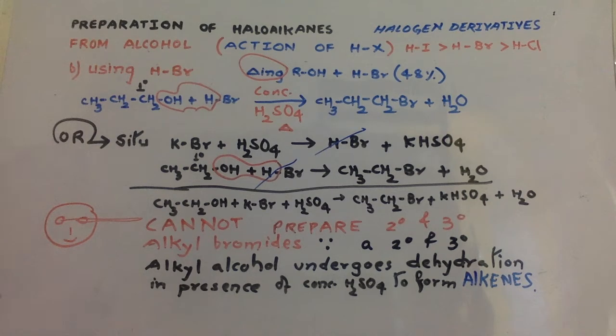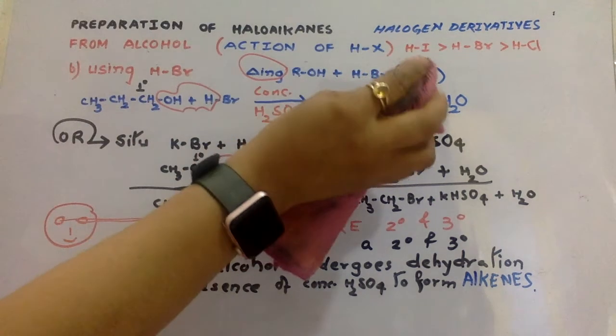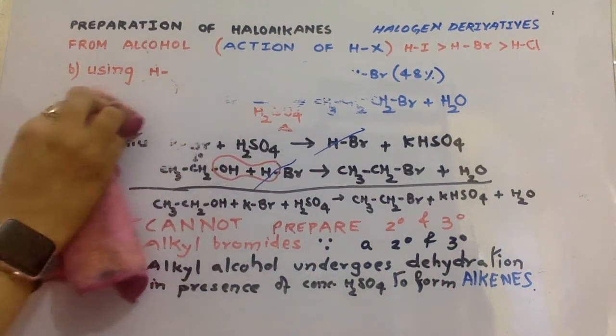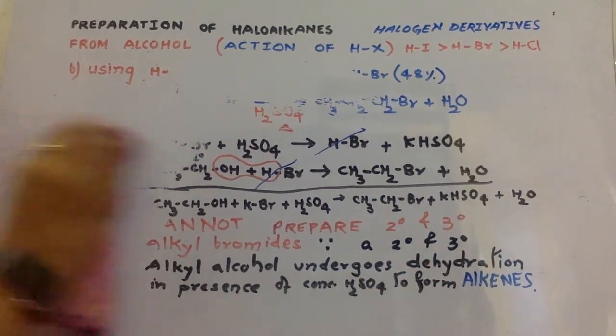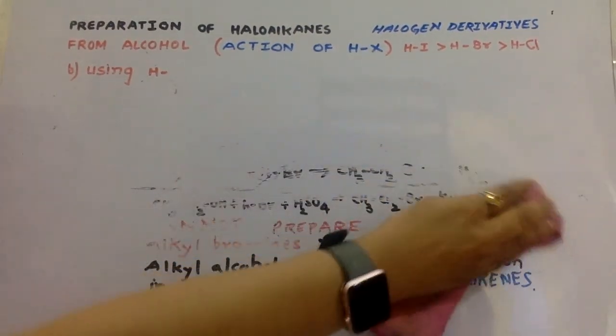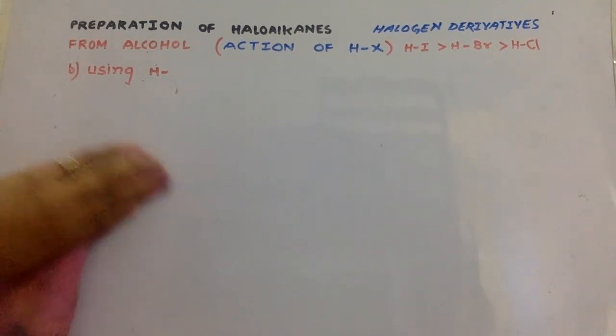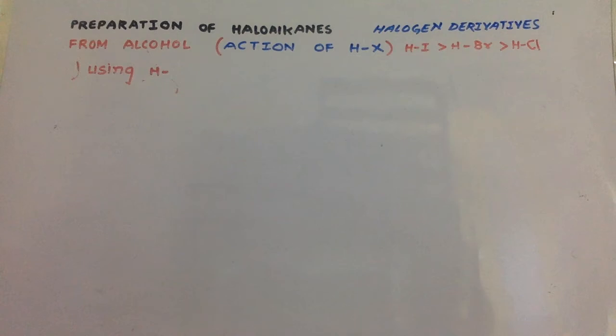After this, we can move to conversion of an alkyl alcohol to an alkyl iodide. We've done alkyl bromide, so we can convert it to alkyl iodide now. We'll just erase this and we proceed further. I hope it's clear till here. Obviously.